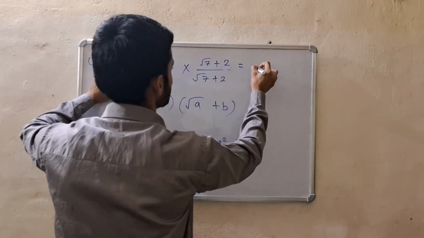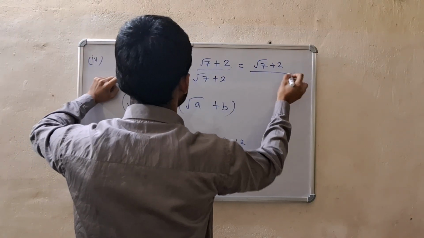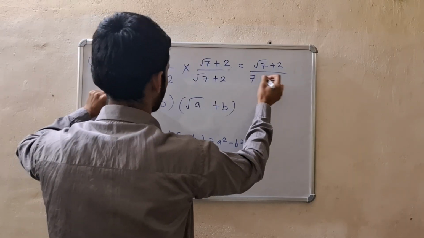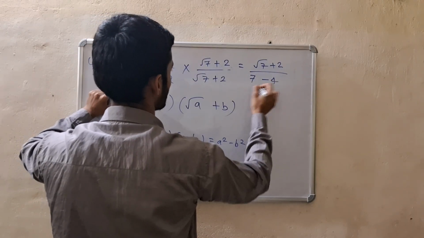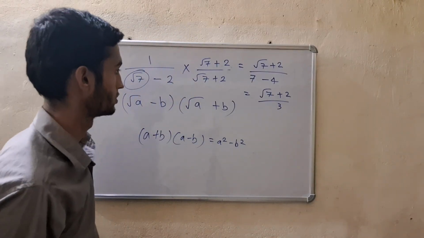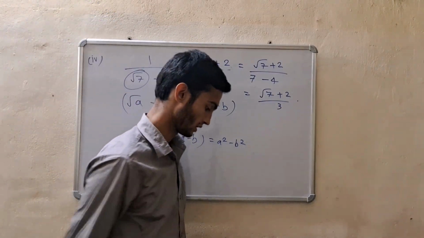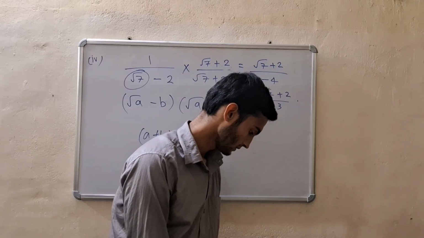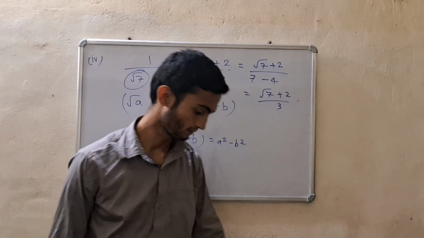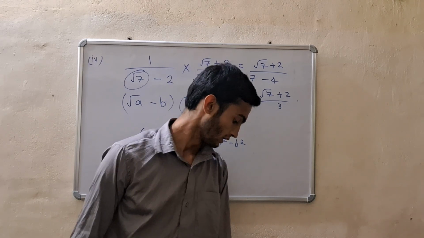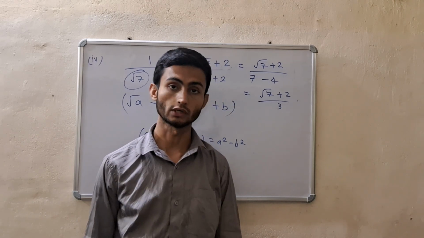So the denominator comes out to be square root of 7 squared, which is 7, minus 2 squared, which is 4. So it becomes square root of 7 plus 2 upon 3. So we have rationalized the denominator. These were the questions in exercise 1.5, and in the next video we will solve exercise 1.6, where we will learn about the laws of exponents.